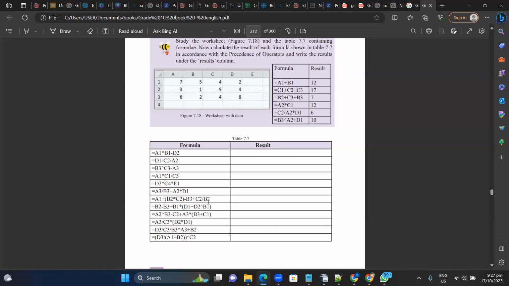This will happen next. C2 divided by B2. C2 is 9, B2 is 1. It is 9. Here 9. A1 is 7. 7 plus 9 is 16, minus B3 is 2, is 14. Plus 9, 23.